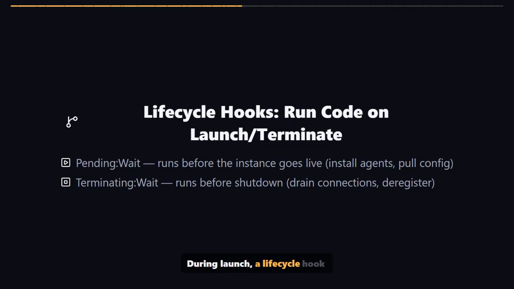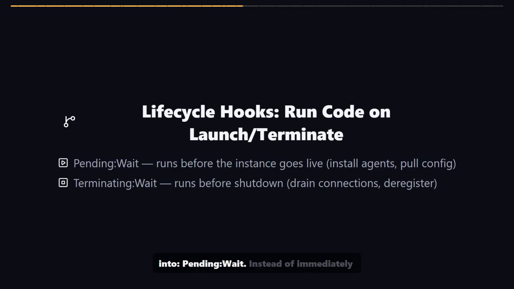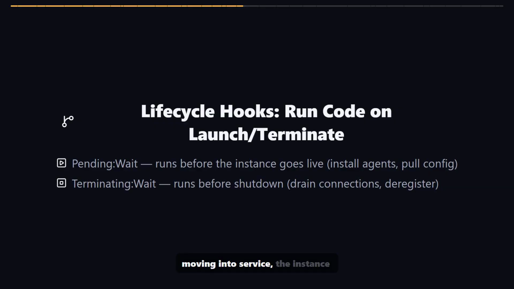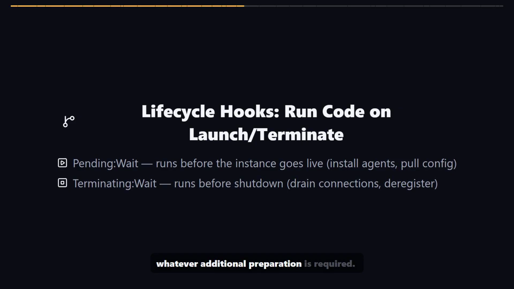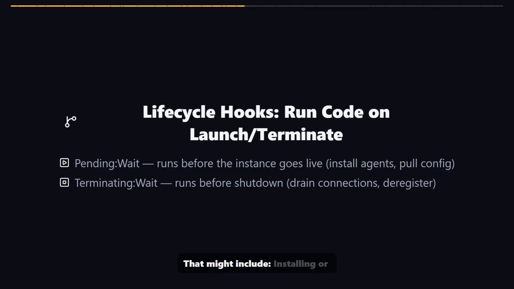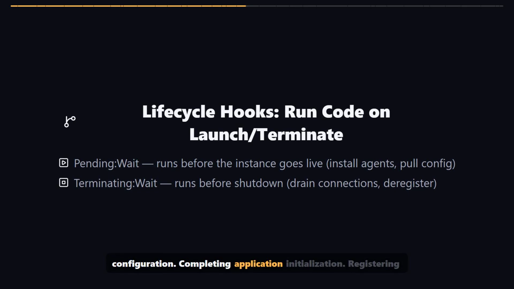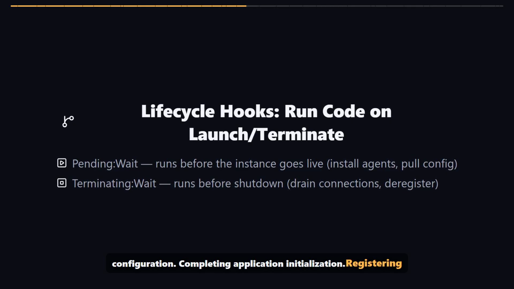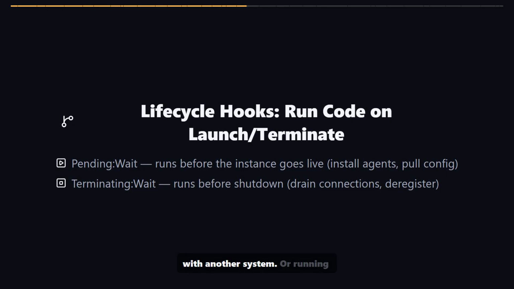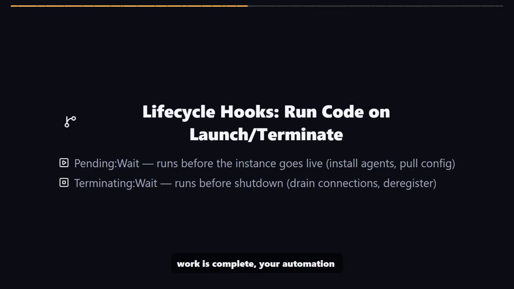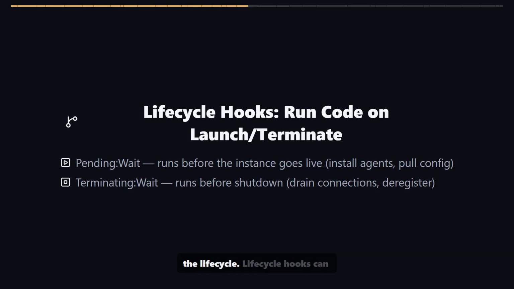During launch, a lifecycle hook can place a new instance into Pending: Wait. Instead of immediately moving into service, the instance waits while your automation completes whatever additional preparation is required. That might include installing or validating a monitoring agent, retrieving configuration, completing application initialization, registering with another system, or running a readiness workflow. Once the work is complete, your automation tells auto-scaling to continue the lifecycle.